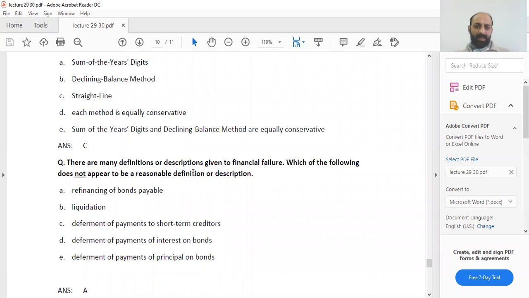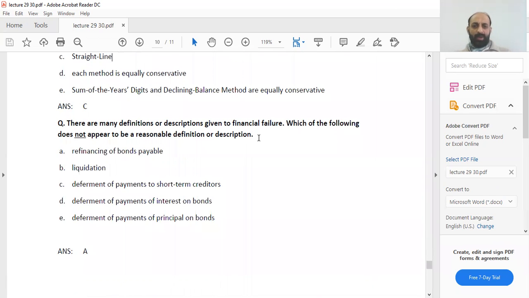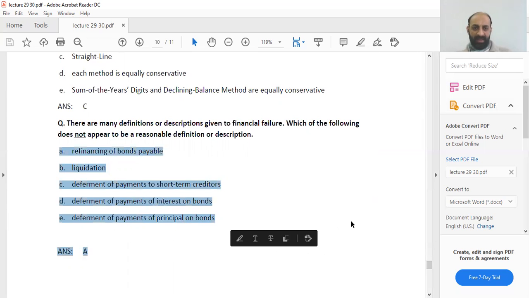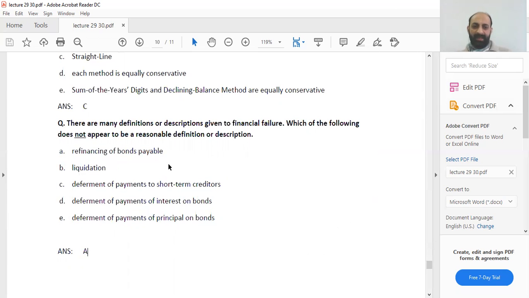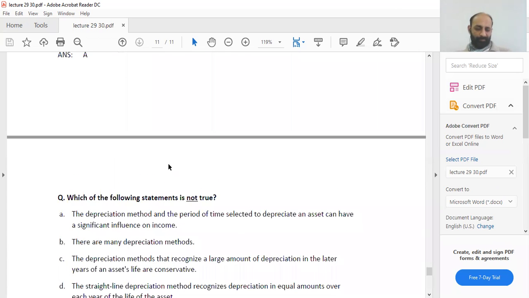There are many definitions or descriptions given to financial failure. Which of the following does not appear to be a reasonable definition or description? Refinancing of bonds payable, it has nothing to do with the financial failure. Liquidation does. Deferment of payments to short-term creditors, deferment of payments of interest on bonds, all these do indicate some sort of financial failure, but refinancing of bonds payable does not show.